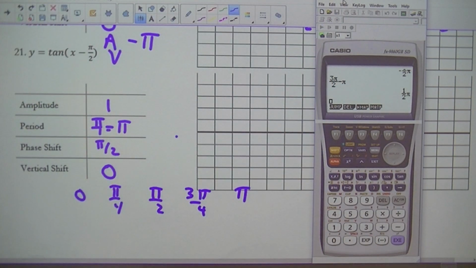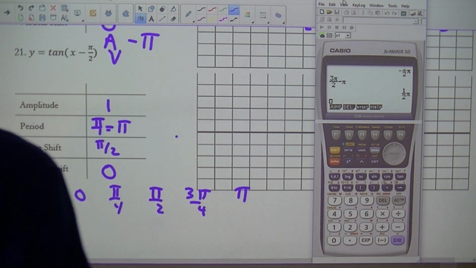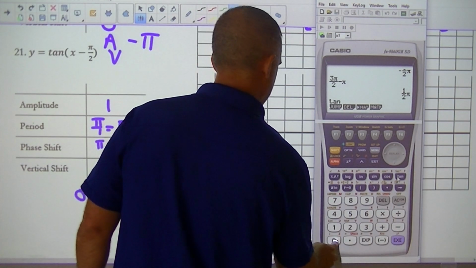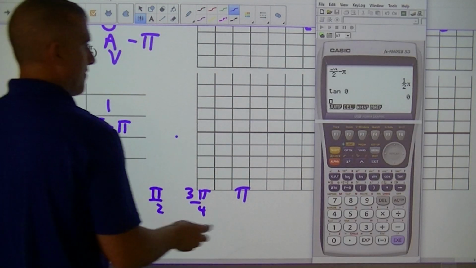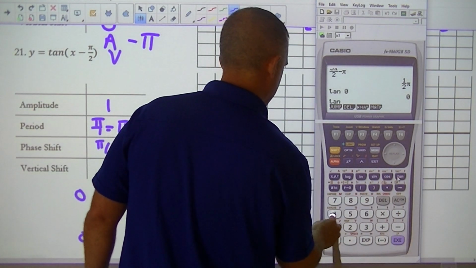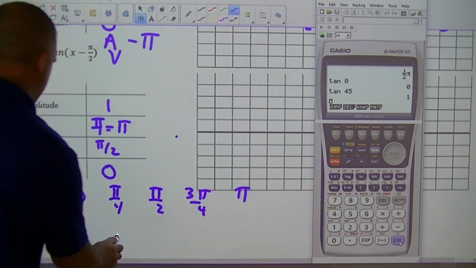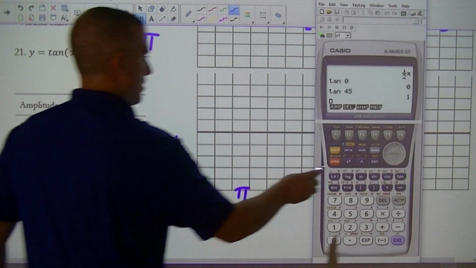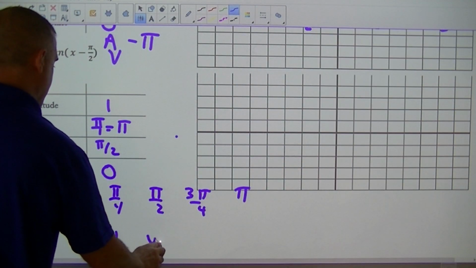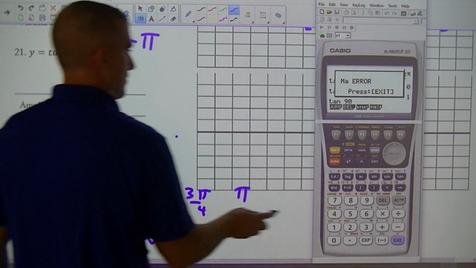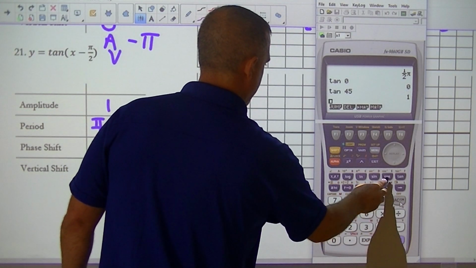Okay? So I said, Mr. Evans, how do we figure those out? Okay? Use calculator. Tan of 0, 0. All right, pi over 4 is 45. 1. That means undefined. All right, well, 90 and 45 would be 135.